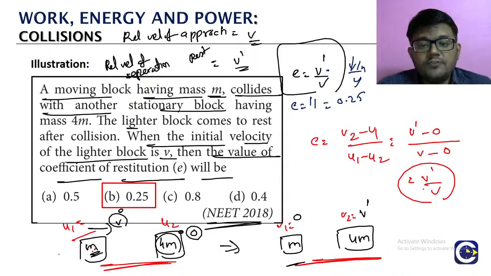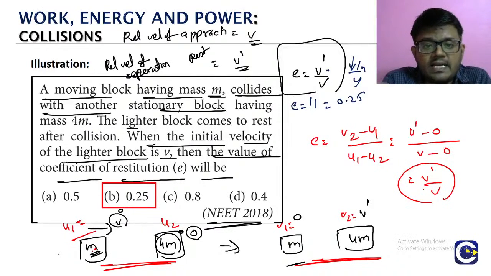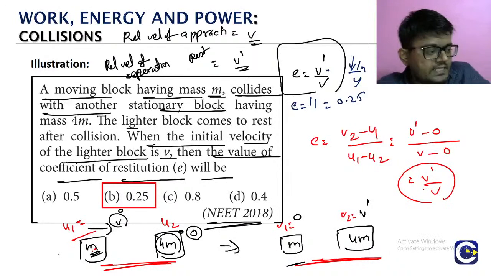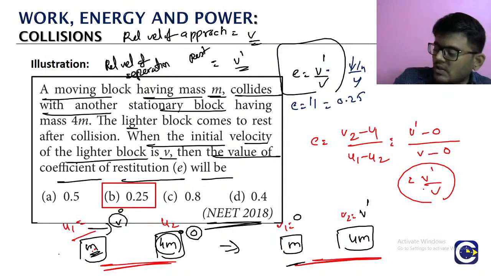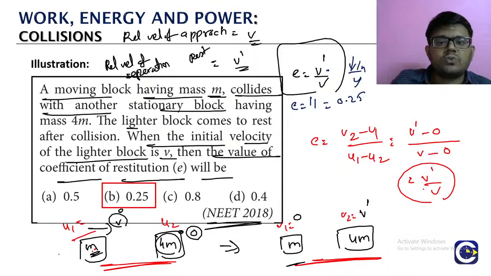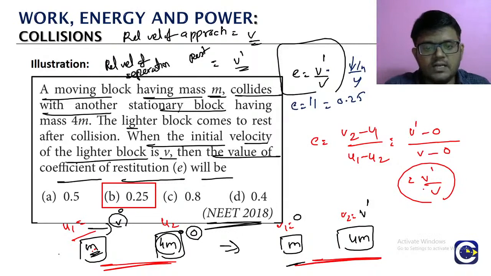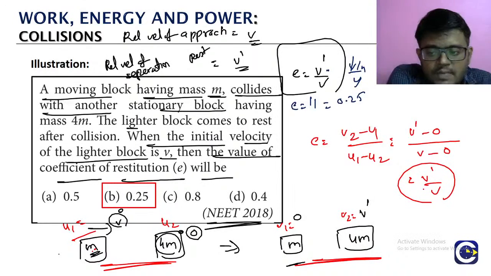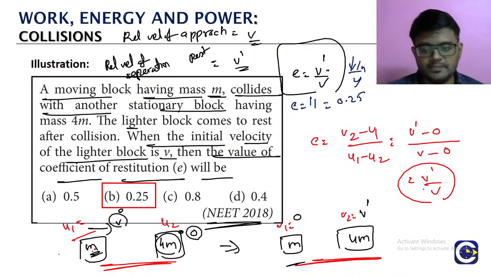Otherwise, if you are a little comfortable with the relative velocity concept, we can go straight. Initially, 4m is at rest and m is coming. What is the velocity of approach? V. After the collision, m is at rest and 4m is going away with velocity v dash. So what is the relative velocity of separation? V dash. If we don't want to write it that way, you can go by the formula, and write it based on the formula. What is the formula? v2 minus v1 by u1 minus u2.